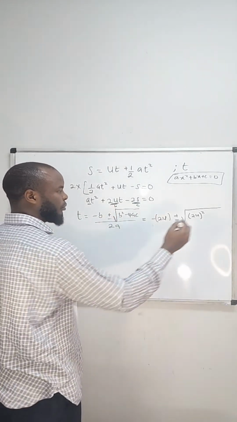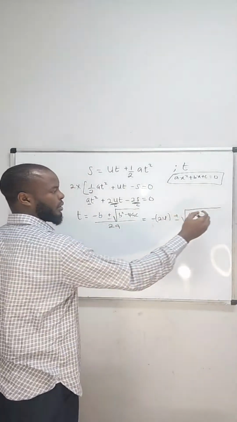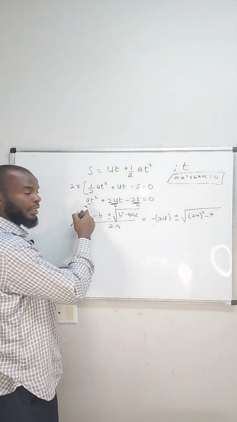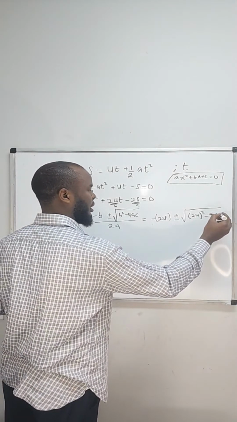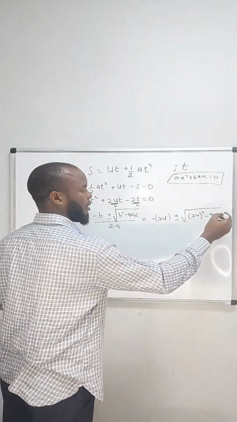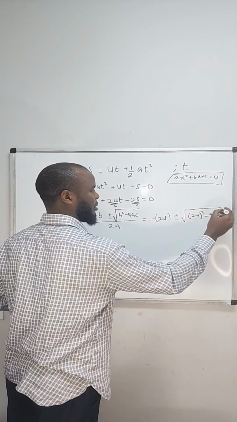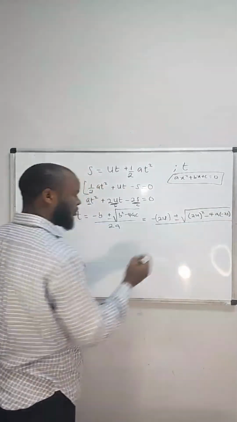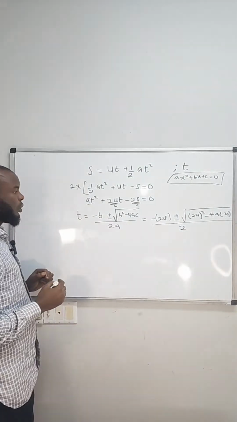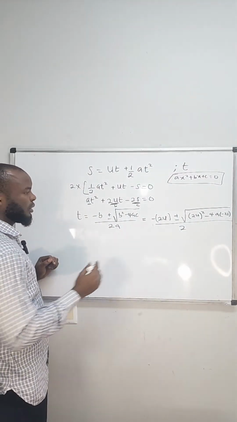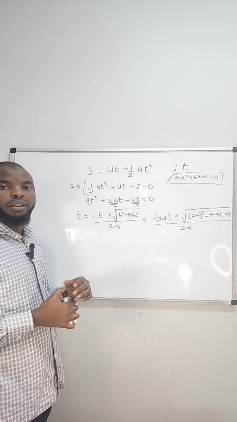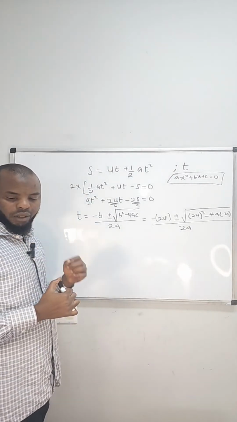So minus 4AC, which is 4, A still remains the same as A. And my C is what? Negative 2S. Negative 2S. Dividing all by 2A, which is 2, and my A is still the same. Okay, so this is what we've got.